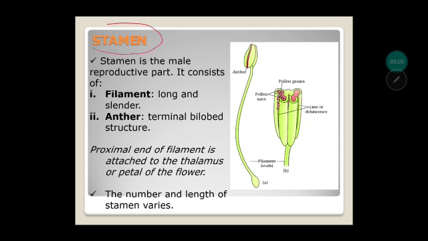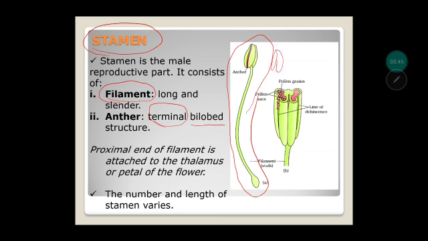Next, coming to stamen. So stamen are the male reproductive part of a flower. You can see, we had seen in the longitudinal section of the flower a very long filament and a lobe structure over the terminal end, right? So this whole thing is referred to as a stamen. So it consists of a filament which is long and slender. Slender means thin. So it is a thin stalk. And at the terminus means at the end, it is having a bilobed structure, two lobes like this.